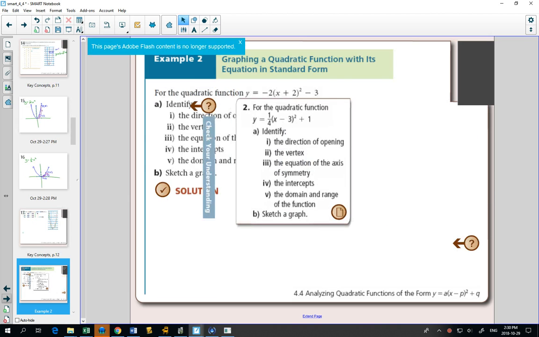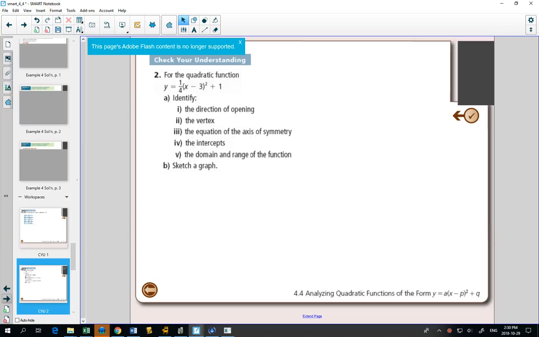So let's look at example 2. Example 2 wants us to sketch this graph and identify the direction of the opening. Is it going to open up or is it going to open down? How do we know? Where's the vertex? How do we know? What's the axis of symmetry? How do we know? What are the intercepts, x-intercepts and y-intercepts? And the domain and range. Usually for all of these questions, it's actually easier to do part B first.